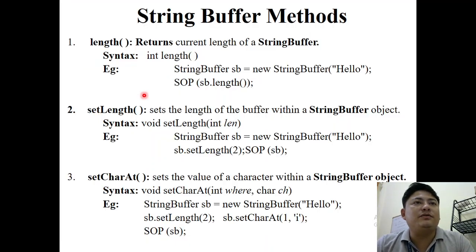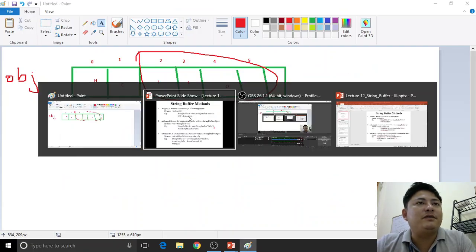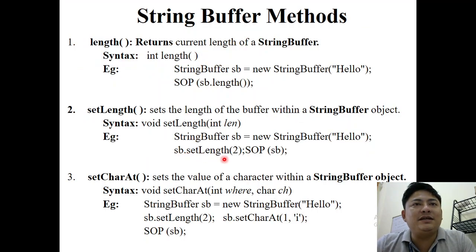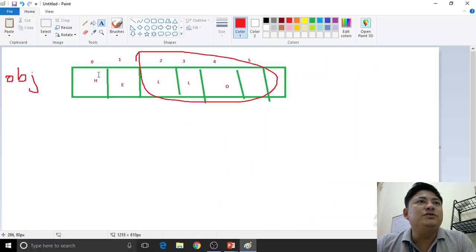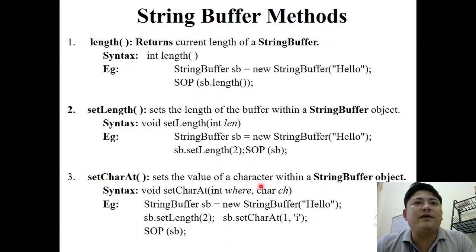How do you do so? The syntax is: StringBuffer sb = new StringBuffer("hello"). This statement will create sb as a string whose content will be hello, as shown in this example. Then after that, sb.setLength(2). So now you have set the length of sb to 2, so till 0, 1. The remaining characters are removed, so you will have the value HE.